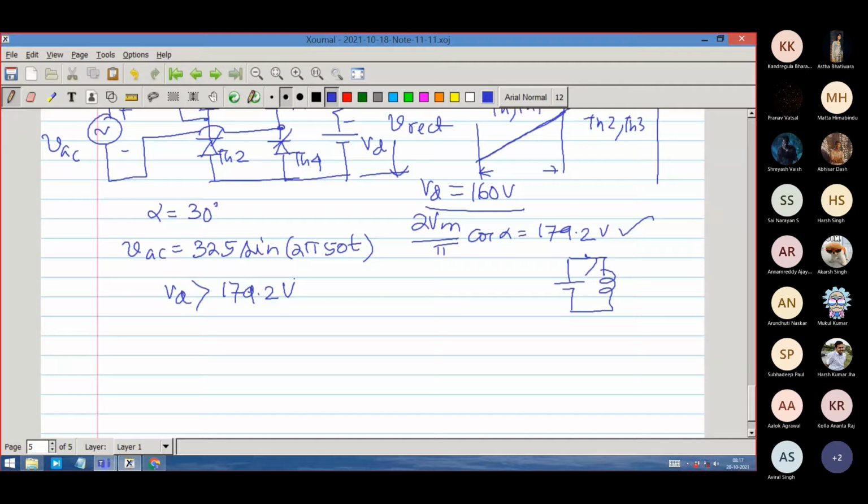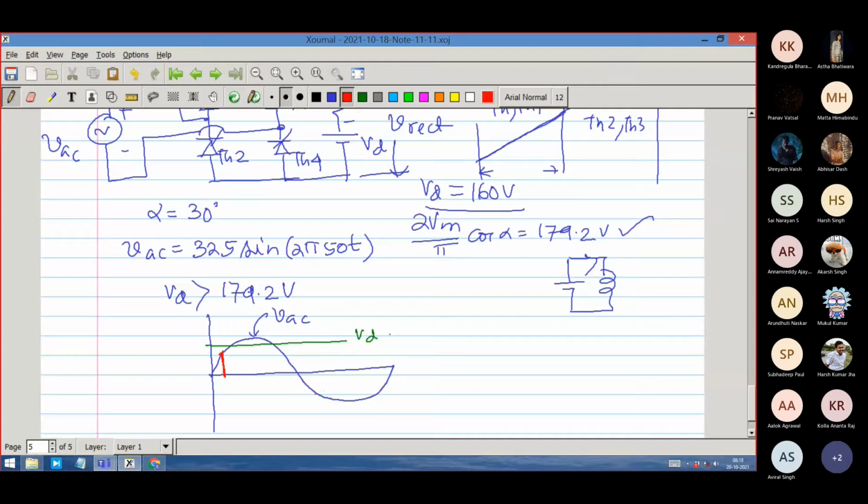Here we observe that this is the AC voltage, and this is VAC, right? And your level of voltage is, let us say, here. This is what is Vd. Suppose you have fired at 30 degree. Let us say the 30 degree point is here. At 30 degree you have fired TH1 and TH4.